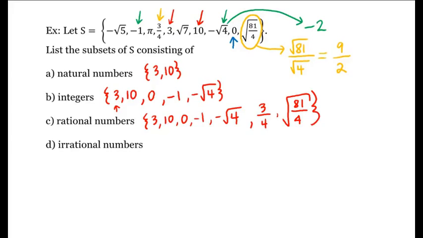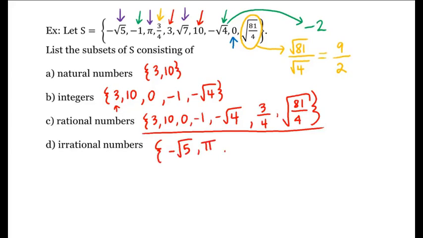All right, finally, the irrational numbers are any number in S that are not in this set here. Namely, negative square root 5, pi, and square root 7. So our irrationals are negative square root 5, pi, and square root 7.